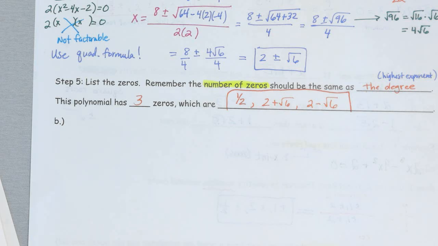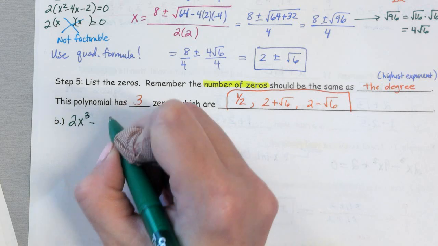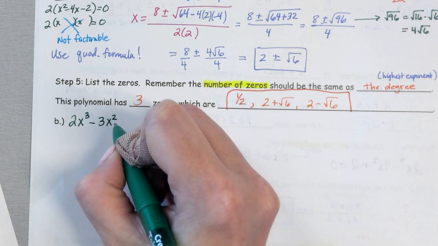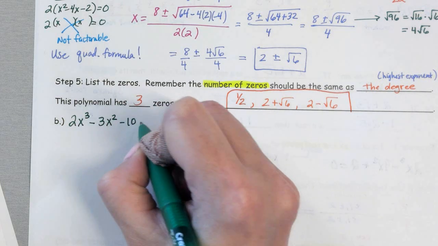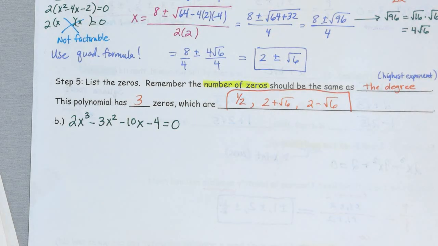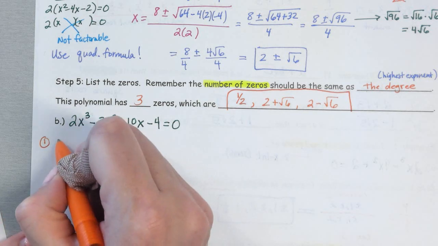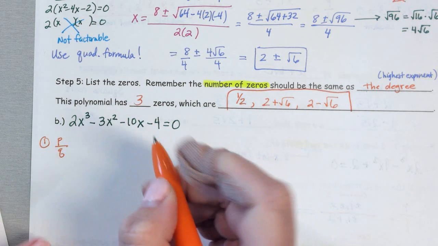All right, let's try part B, which is 2x cubed minus 3x squared minus 10x minus 4. Okay, so we did a lot in that first problem. We're condensing it down now. We've explained those steps. Now we're just going to go through those steps. So I'm going to give you time to do this. I'm just going to help you get started.